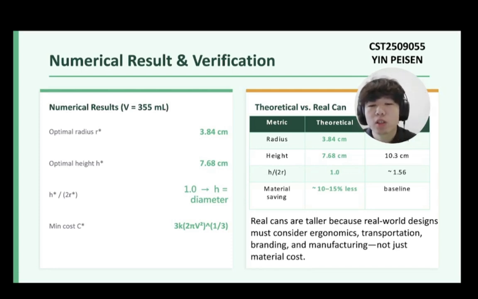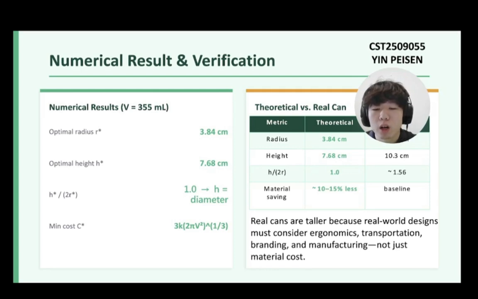And finally, we can compare our result with a real beverage can. We can see that a real can is usually taller and has a smaller radius than our design. This is because real companies consider more than just material cost. They also need to consider transportation, customer comfort, product appearance, and marketing. These practical factors affect the final design of the can.